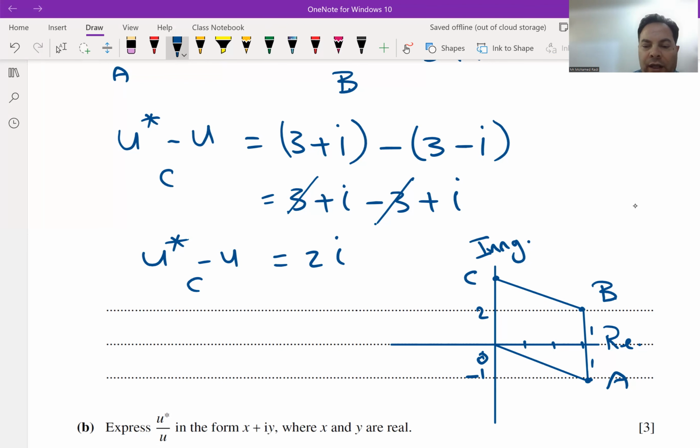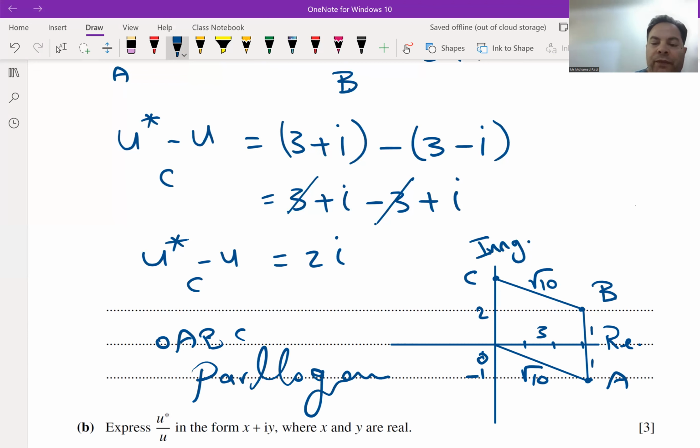If we try to get the length of OC, apply Pythagorean theorem, this side is 3 and this side is 1. So 3 squared 9 plus 1 is 10, so root of 10 and root of 10. Each opposite sides are clearly parallel and equal, but the adjacent sides are different. So this shape O, A, B, C is a parallelogram. But if all sides were equal, it would be a rhombus. Now this shape is a parallelogram.